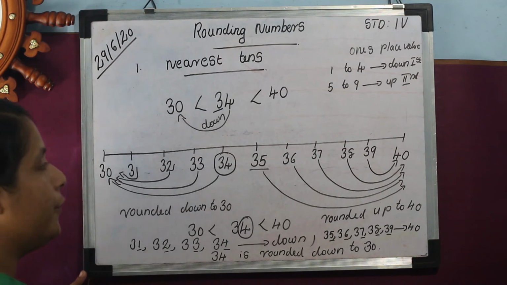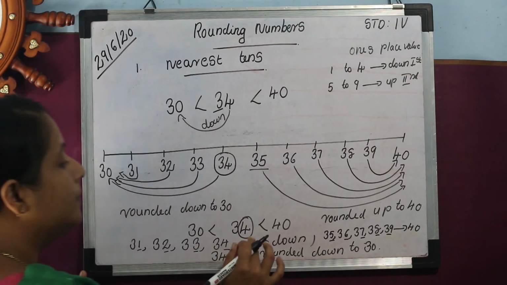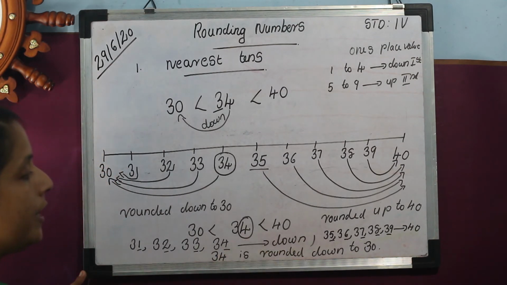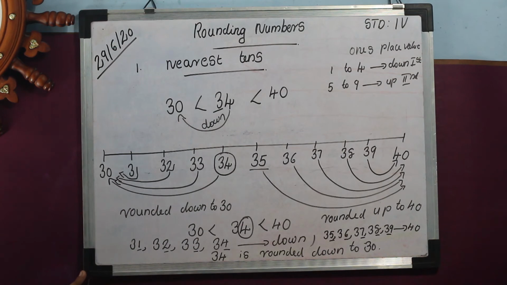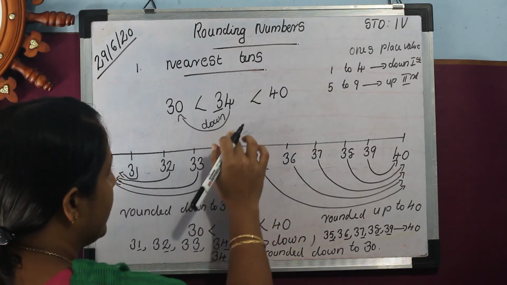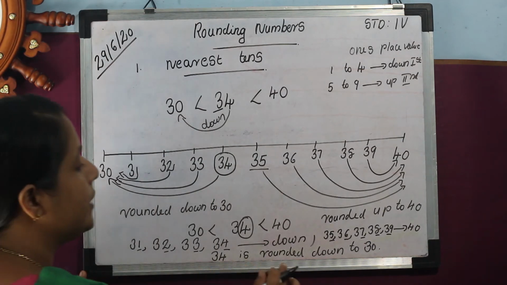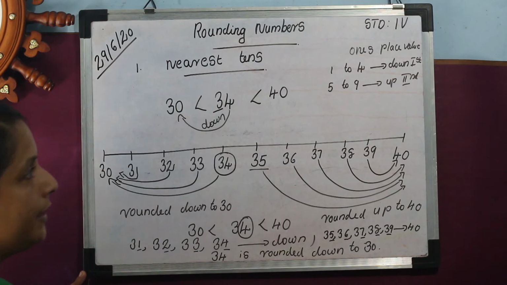We know that 34 lies between 30 and 40, and consider the number's ones place value. Here our ones place value is 4. So 1 to 4 belongs to the down category. So 34 is rounded down to 30. So we write that therefore 34 is rounded down to the number 30.